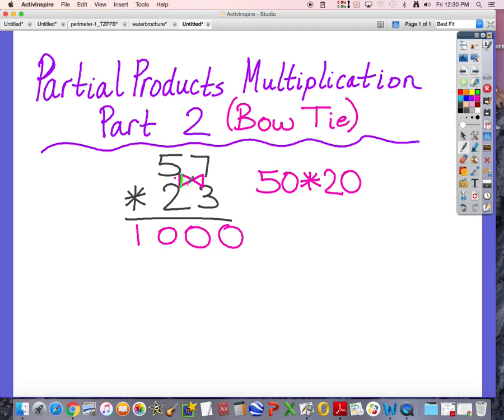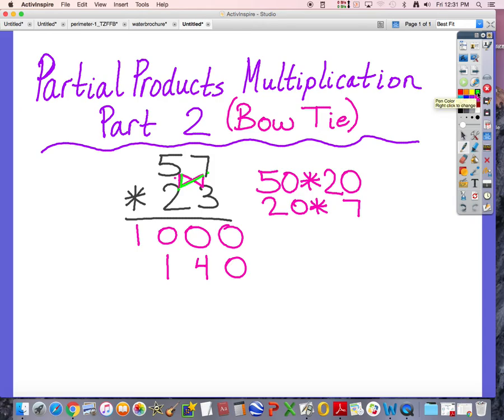Next up, I completed my first step. Now I'm going to complete my second strand of my bow tie, which is 2 times 7. However, this 2, again, is 20. 20 times 7. This 7 is in the ones place, so it is just 7. The product of 20 times 7 is 140.